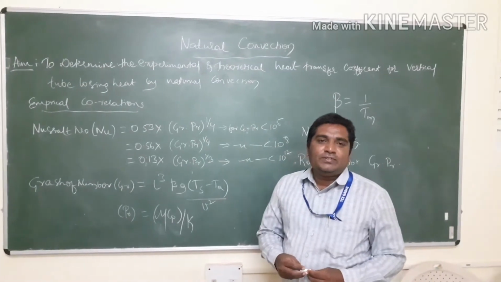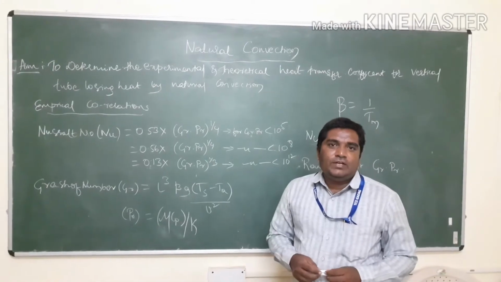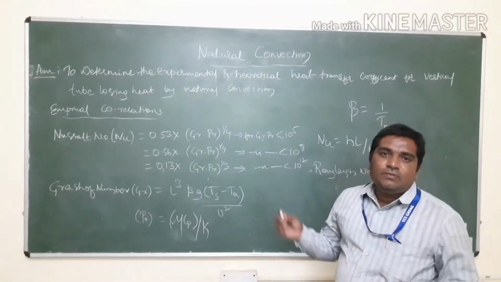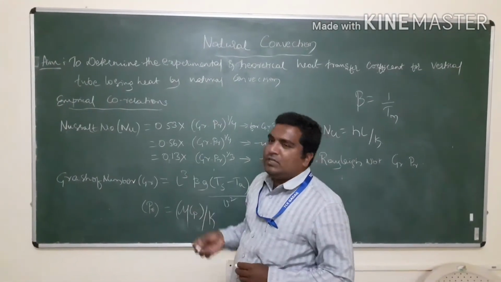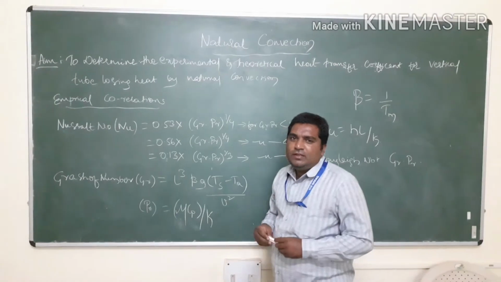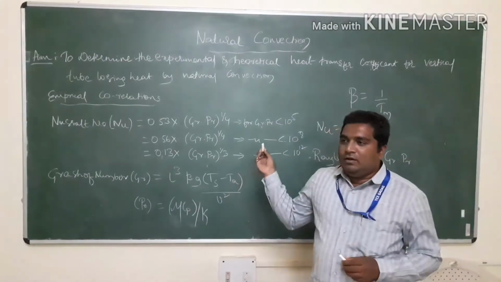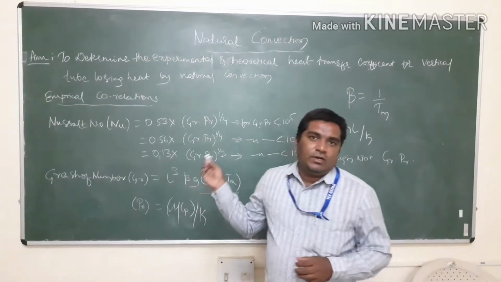So today we will start with the new experiment of your HT lab, that is natural convection. I think this is the fourth experiment that we are doing, and the aim of this experiment is to determine the experimental and theoretical heat transfer coefficient of a vertical tube losing its heat by natural convection.